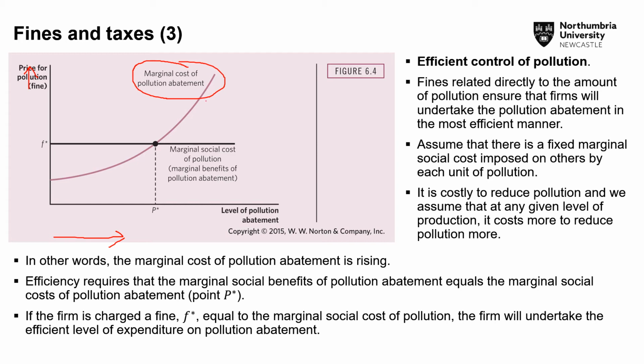So as you can see, what this line represents, the marginal cost of pollution abatement, is the relationship between the level of pollution abatement and also the price for producing pollution.